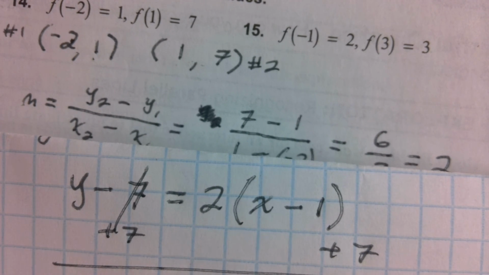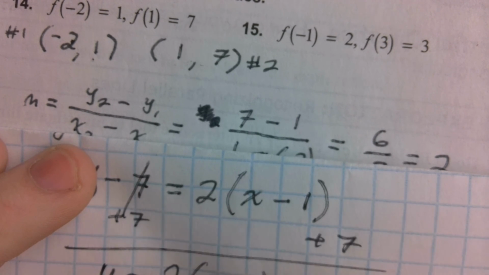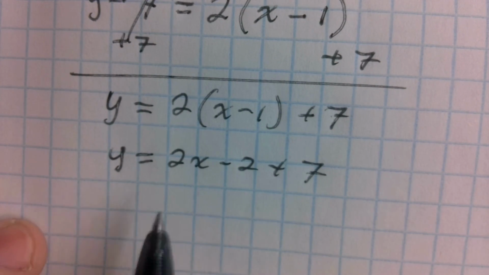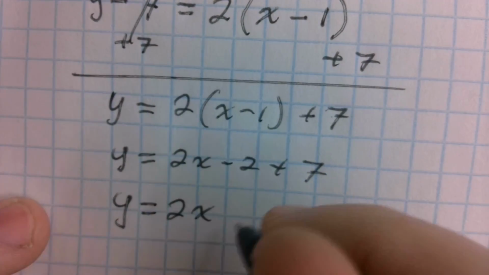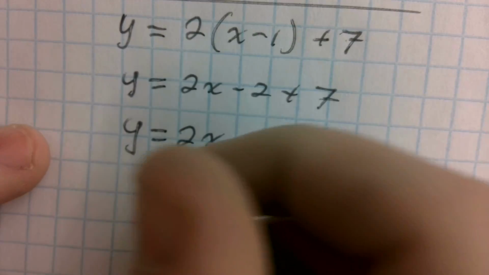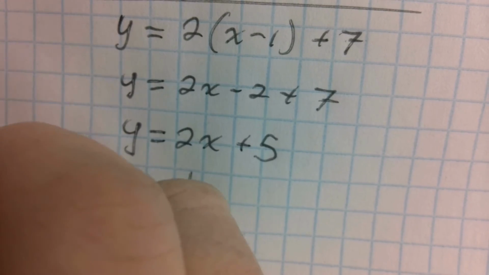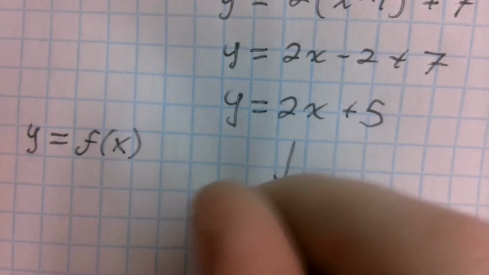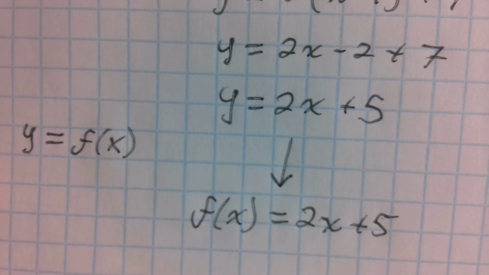Next up, we need to distribute. That gives us y equals 2x minus 2 plus 7. Oops, I realized y'all couldn't see that. And finally, we combine this negative 2 and this plus 7, giving us our final answer, y equals 2x plus 5. To change this into a linear function, remember that y is the same thing as f of x. So all we need to do here at the end is just change our answer to be f of x equals 2x plus 5. And we're done.